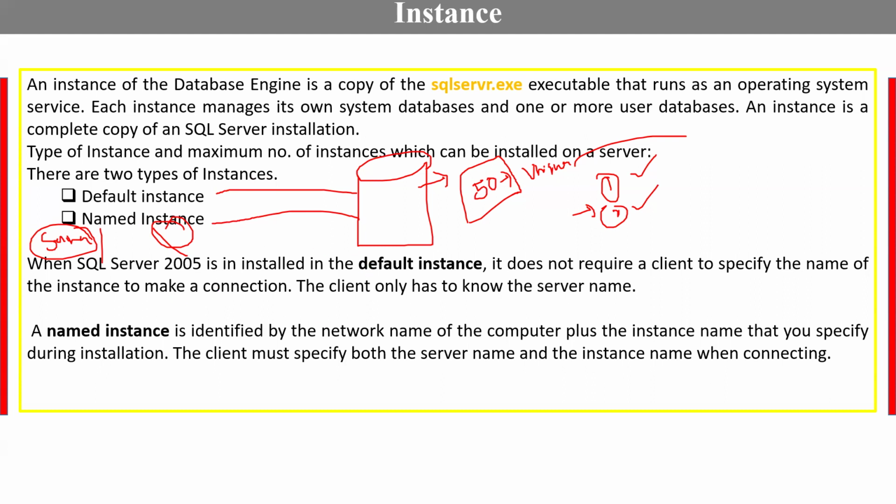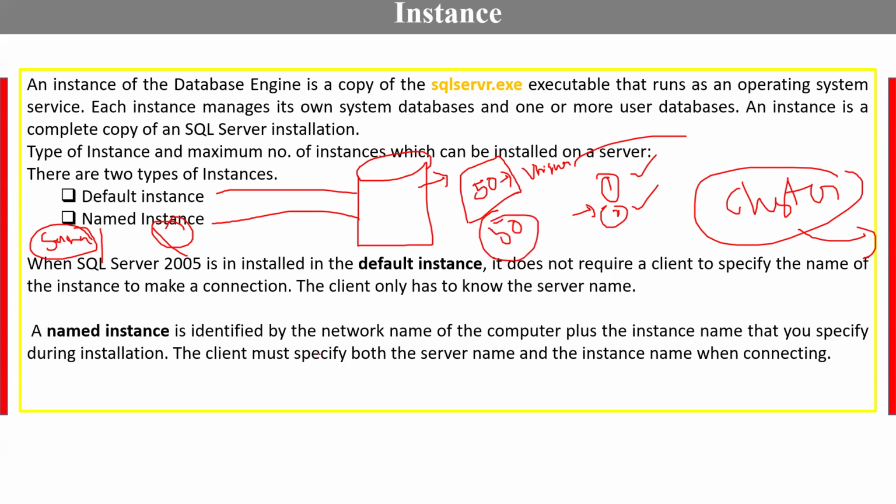Subbu, we can install 50 instances in one host machine, right? Is there any difference between standalone and cluster instances? Today we are not discussing cluster, we'll discuss cluster later. For cluster also 50 instances, and standalone also 50. I heard somewhere that it is only 25. That's why I asked.